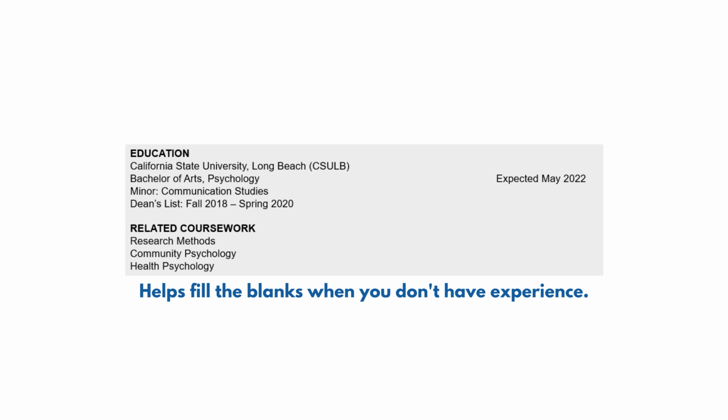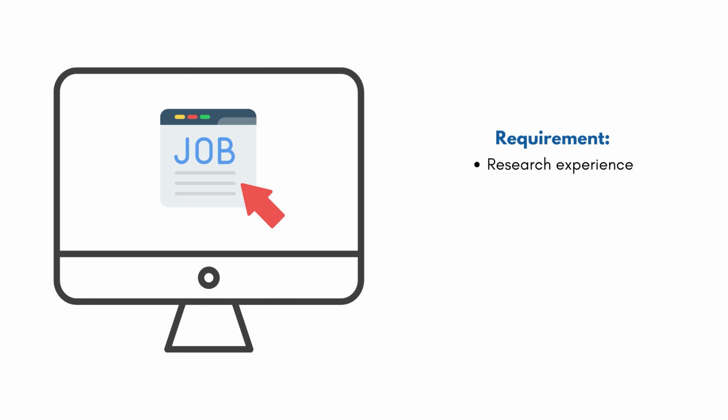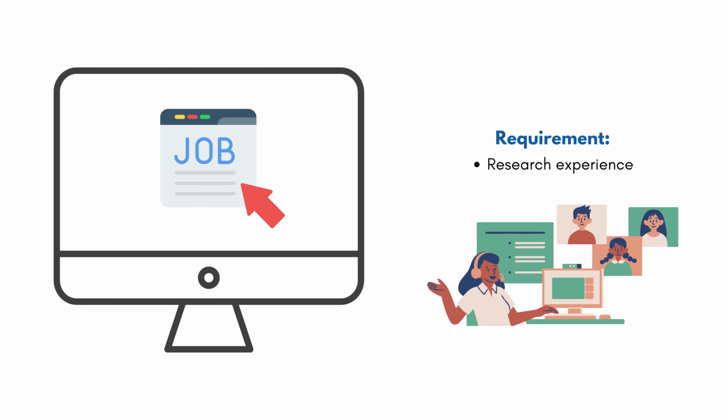You can also add related coursework to your resume. This helps fill the blanks if you do not have experience in a specific area. For example, let's say the position requires research experience, but you haven't had any. If you've taken a class, such as research methods, you can add that on the resume to show the recruiter that you have knowledge in that specific area. If you did a research project as part of the class, you can even include information on the project you completed to show that you have academic experience in that area.